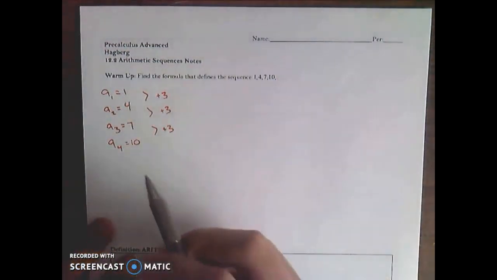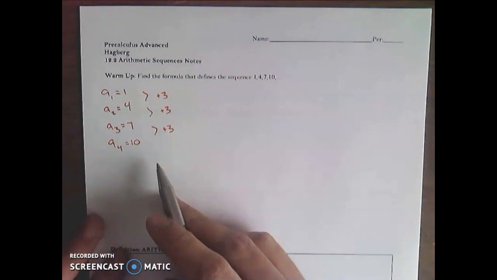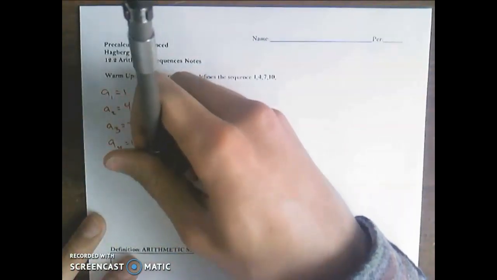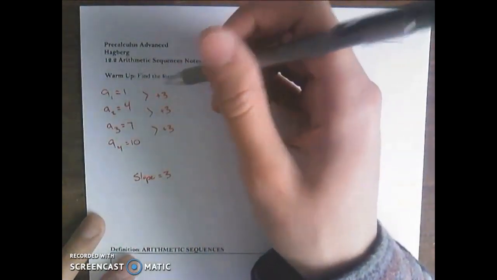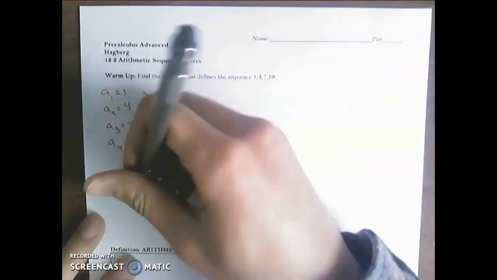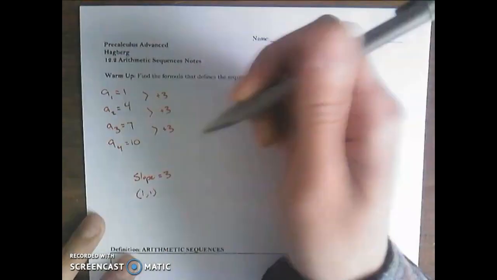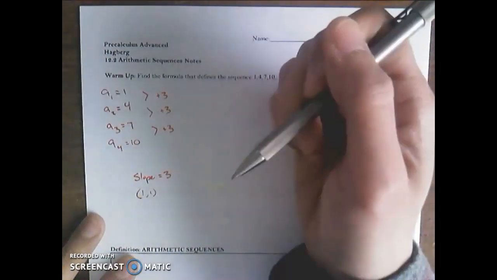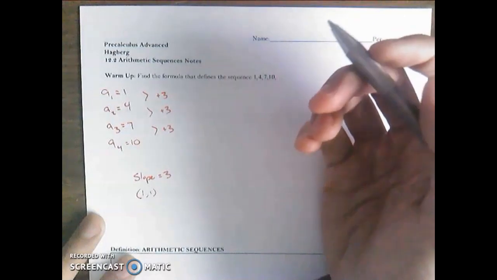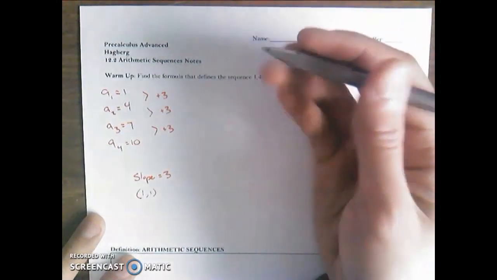If we were to look at this as a linear function, we might say that the slope of this function is 3. And we've got a point. The first term in the sequence is 1, so we've got the point (1, 1). We might also say we've got the points (2, 4), (3, 7), (4, 10). For simplicity's sake, we'll use the point (1, 1).